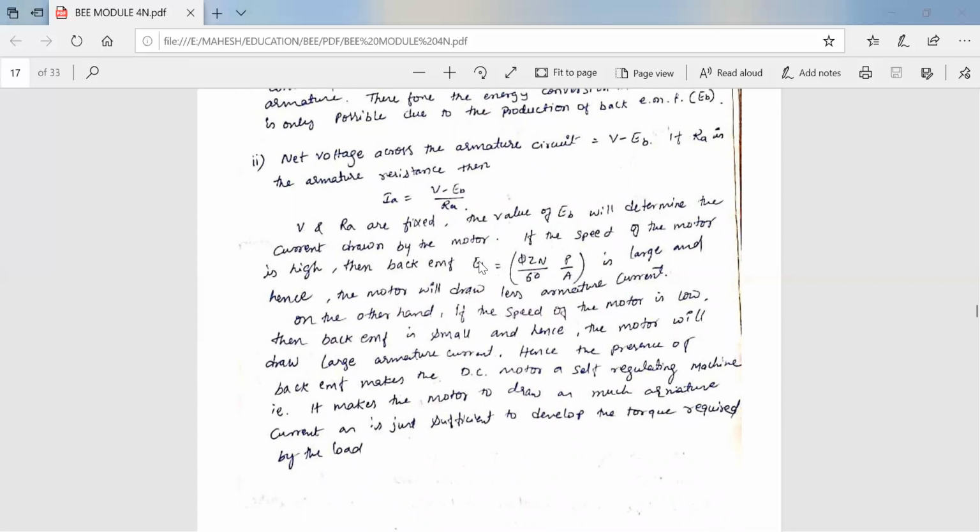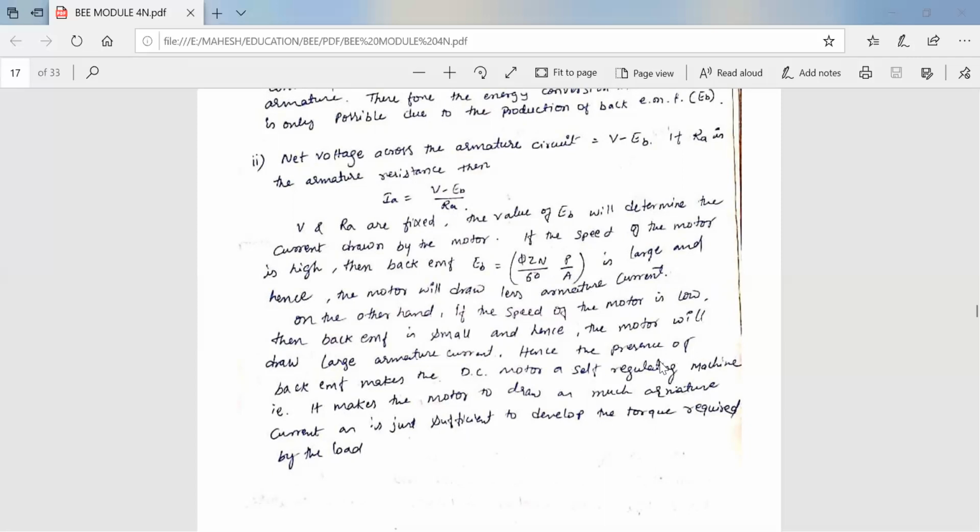So here you can see that if the motor is rotating at high speed, then the back EMF will be very large, and the motor will draw a very small amount of armature current. On the other hand, if the speed of the motor is low, then the back EMF is small, and hence the motor will draw a large amount of armature current. So we can observe that whenever the motor is running at high speed, the current drawn will be less, and when it is rotating at low speed, the current will be more.